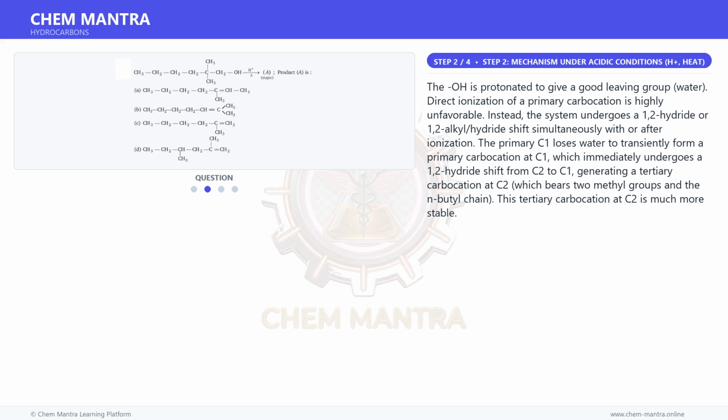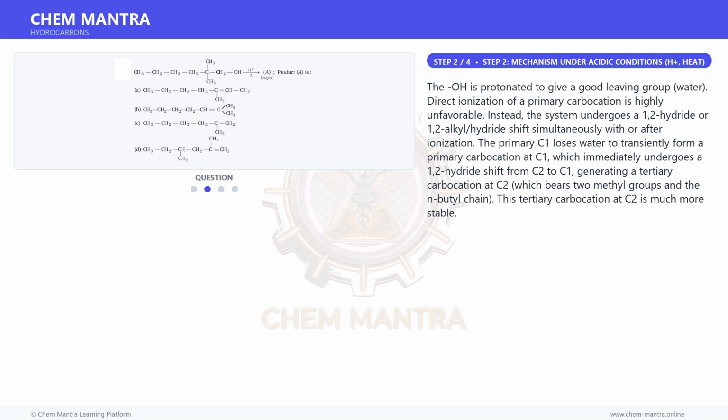Moving on to the next step. The OH is protonated to give a good leaving group, water. Direct ionization to a primary carbocation is highly unfavorable. Instead, the system undergoes a 1,2-hydride or 1,2-alkyl shift simultaneously with or after ionization.